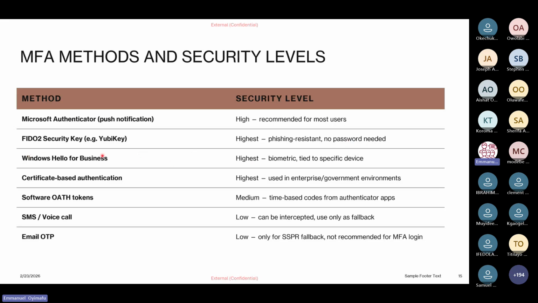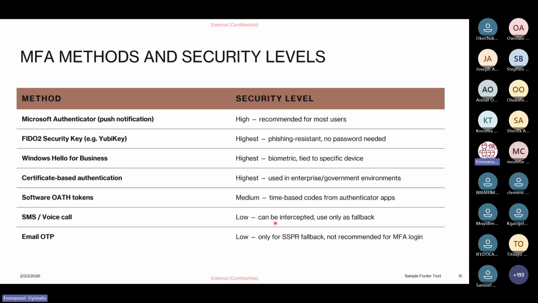Then Windows Hello for Business also falls under the highest category security level because it uses biometrics and it is tied to a specific device. So those of us that use our face to open our laptop and we use our fingerprints to open our laptop, we are using Windows Hello for Business. So we have certificate-based authentication. It's also highest, but this is used in enterprise and governance environments. So we have software auth token. This is medium, time-based, and code for authentication app. So SMS and email, they are low, can be intercepted, used only as fallback.